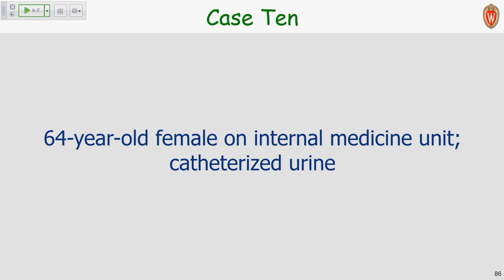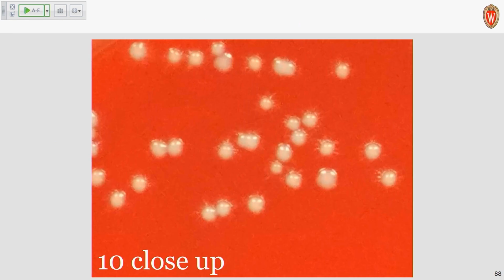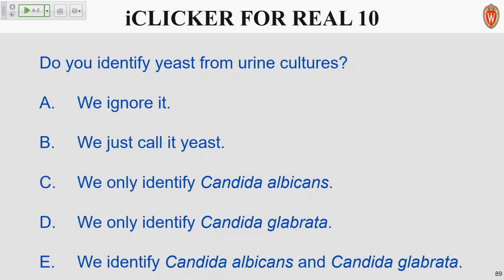All right, next case study, 64-year-old female, internal medicine unit. This is a catheterized urine. Some small colonies on there. Zoomed in a little bit. Yeast, we're looking at yeast on this one. What do you do, how do you identify yeast from a urine culture? We ignore it, we just call it yeast. We only identify Candida albicans. We only identify Candida glabrata. We identify both.